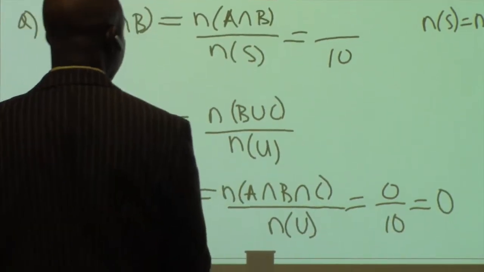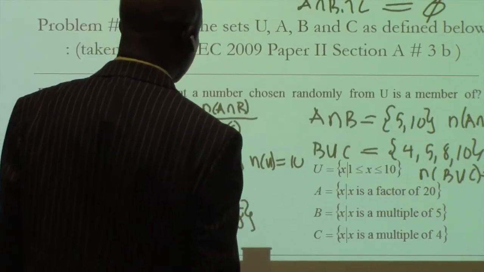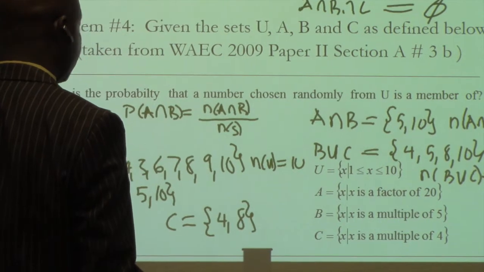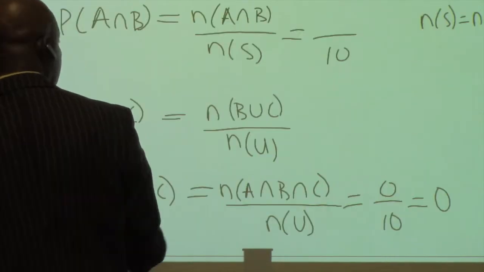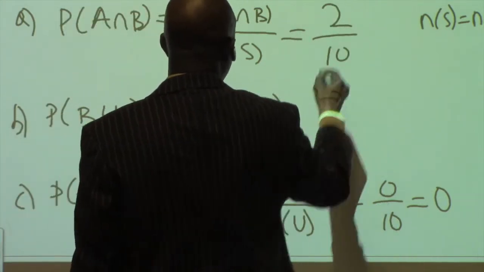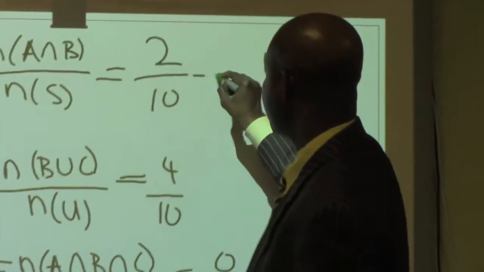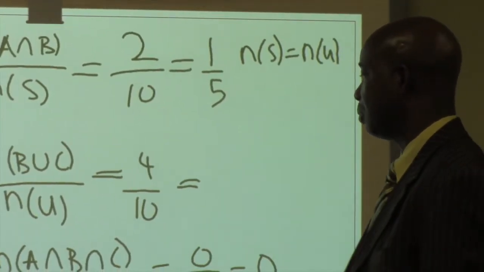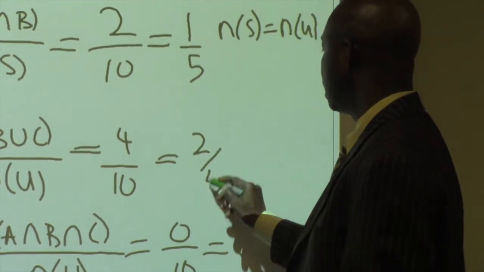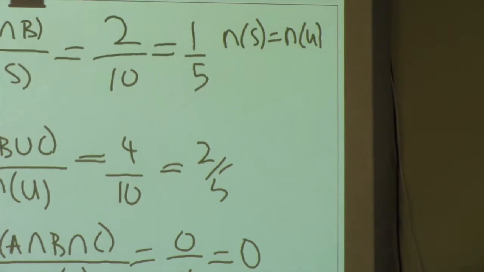So let's go back and find the number of elements in A intersect B. The number of elements in A intersect B was 2, and for B union C was 4. A intersect B was what? 2, and for this it was 4 over what? 10. So we can simplify it, we're going to have 1 over what? 5. We simplify it, we divide by 2, we'll have 2 over what? 5. So our answer will be 1/5, 2/5, and 0.